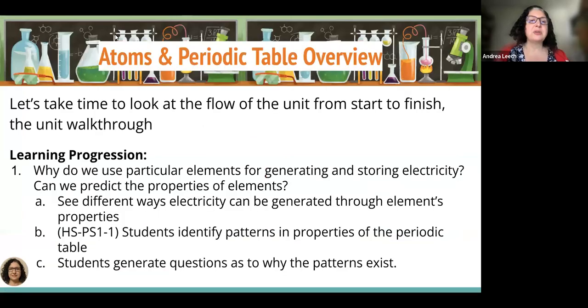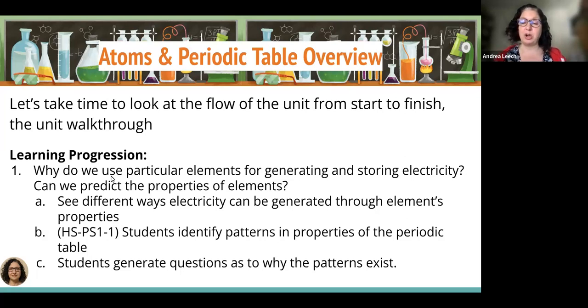All right. So first thing we're going to do is sort of go through an overview of what the unit looks like from start to finish. So I'm going to minimize some of my windows here so it's a little easier for me to see. I'm going to do a walkthrough so you have a sense of how everything in the unit all fits together. So we're going to start off with an opener around why do we use particular elements for generating and storing electricity, and can we predict the properties of these elements?